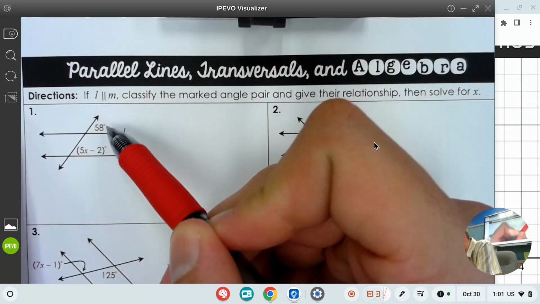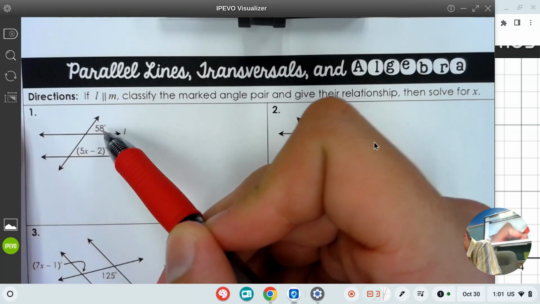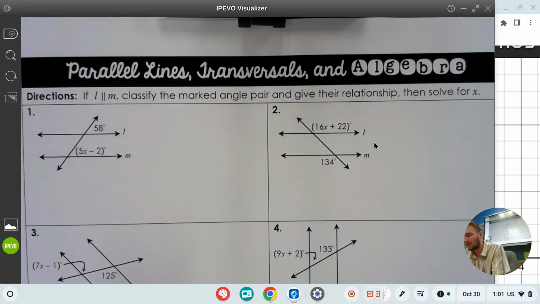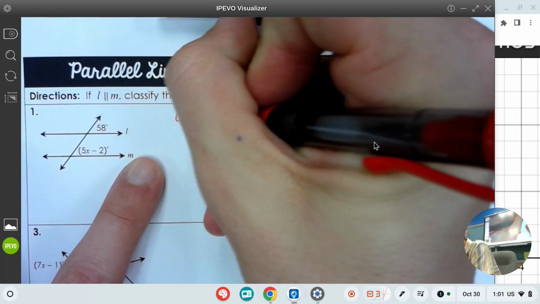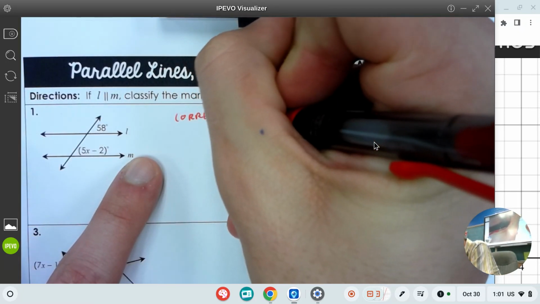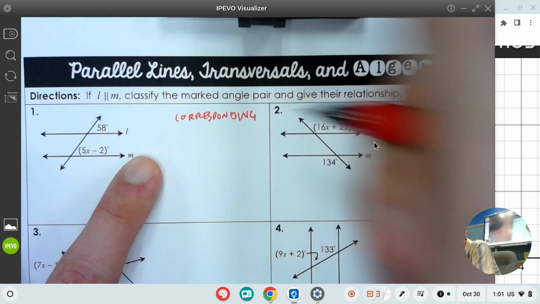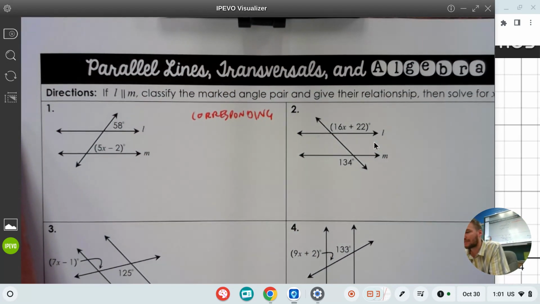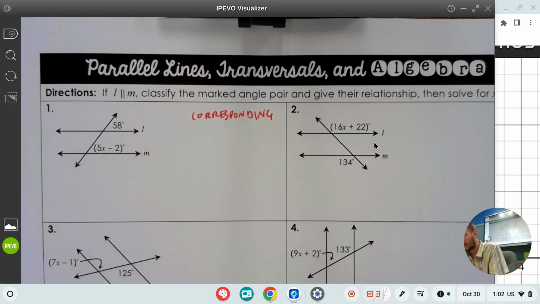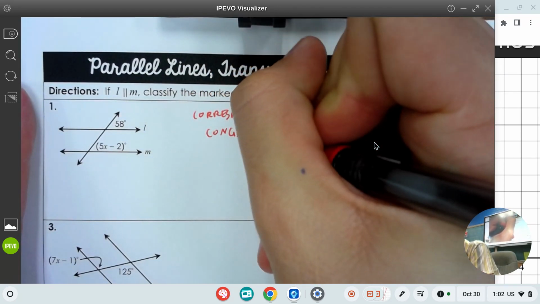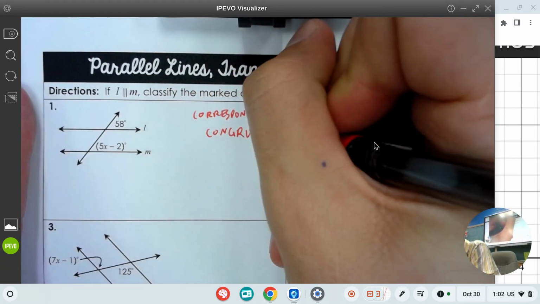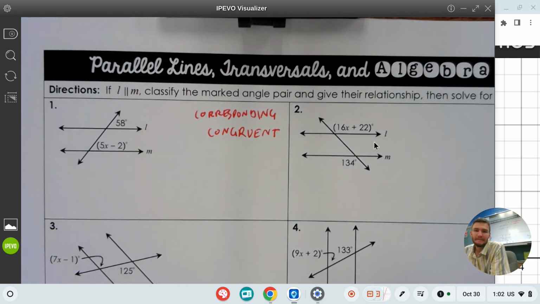So if I look at these 2 angles, would you say they're corresponding, alternate interior? Well, how would you describe these? This is our favorite. This is our corresponding. We're going to write corresponding in the box. And corresponding angles, are those congruent or supplementary? Congruent, supplementary, what do you think? These are congruent. Corresponding angles are always exactly the same, identical angles.